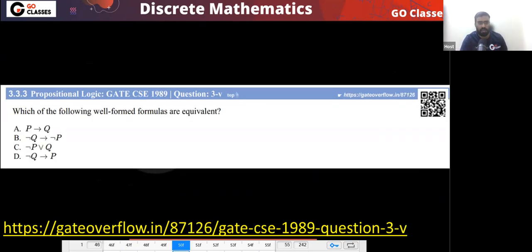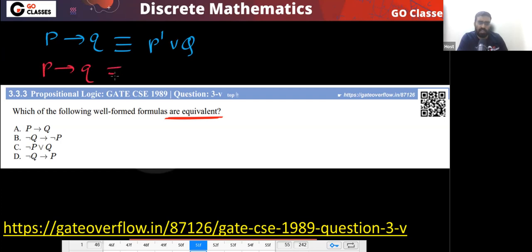Yes or no? Okay. Now let's see this question. Tell me the answer now. This is a GATE 1989 question. Which of the following well-formed formulas are equivalent? We already know that P implies Q is equivalent to not P or Q. And P implies Q is equivalent to its contrapositive, not Q implies not P.